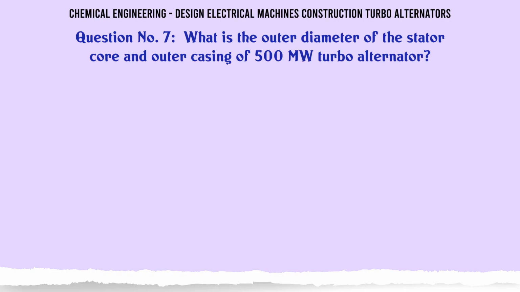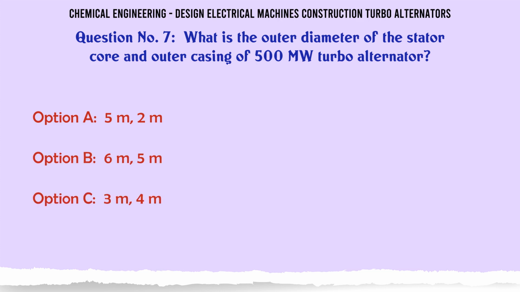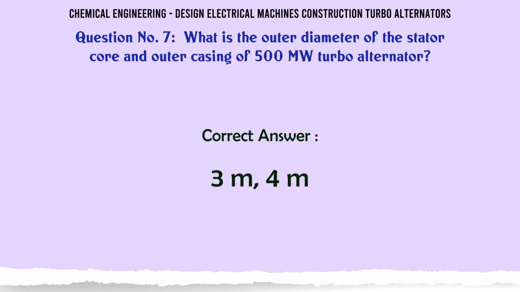What is the outer diameter of the stator core and outer casing of a 500 megawatt turbo alternator? A: 5 m, 2 m, B: 6 m, 5 m, C: 3 m, 4 m, D: 4 m, 7 m. The correct answer is 3 m, 4 m.